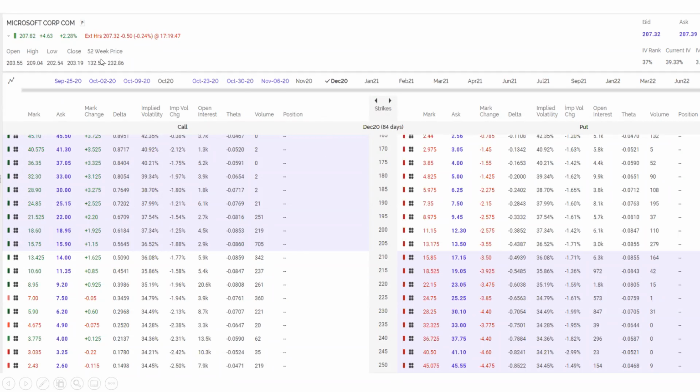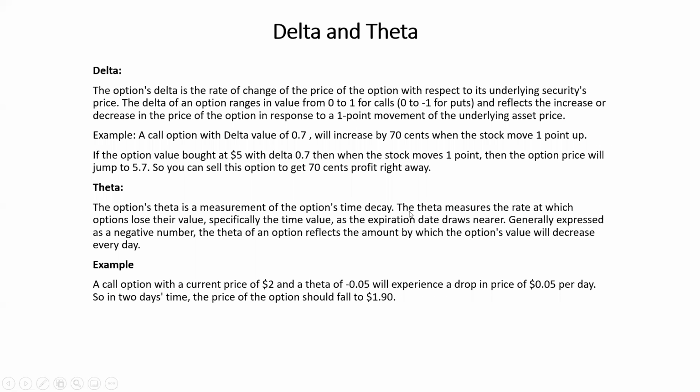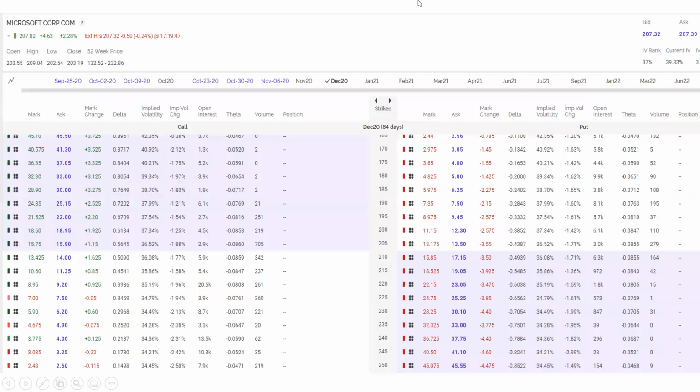Now I just want to show you something. Sorry, let me move this to the side here somewhere. Okay. So I just took an example of Microsoft. Microsoft was trading at 207 when I took this screenshot.